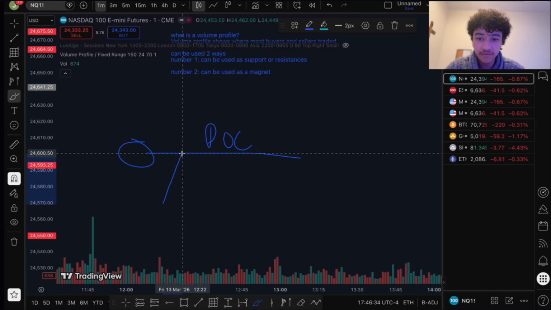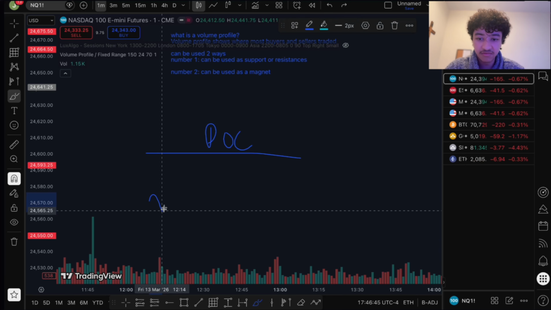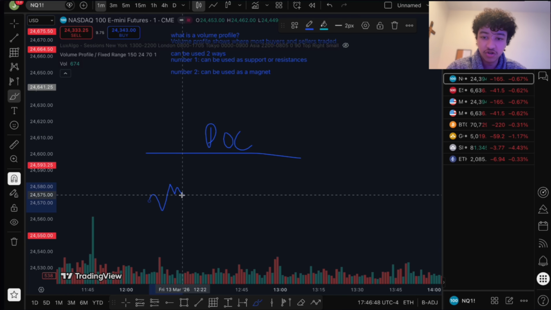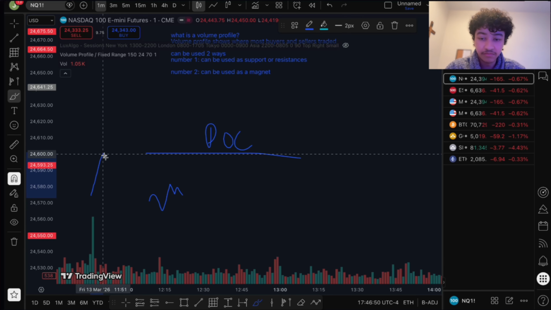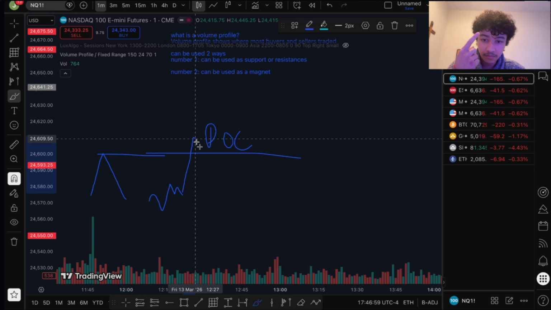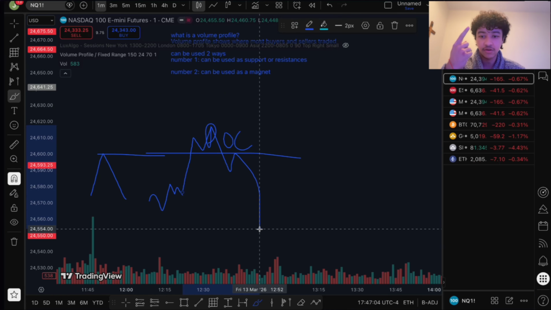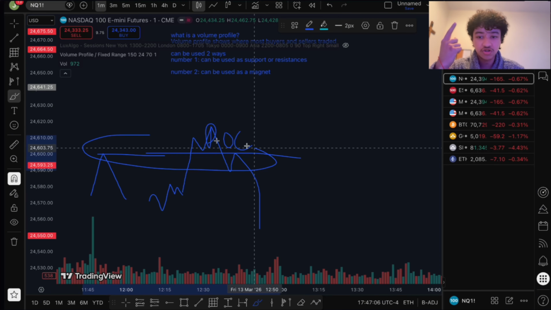So number 1 can be used as support and resistance. Once price goes up to this level, it can be used as resistance, boom. And if it goes above it, it can be used as support and goes right back up. And number 2 can be used as a magnet. Once price is trading in this area and the point of control is right there, because a lot of volume was going on earlier at this level, price will go back up to that level, either be used as support, boom, or resistance, go down and then go even lower, because a lot of volume was traded around this area.